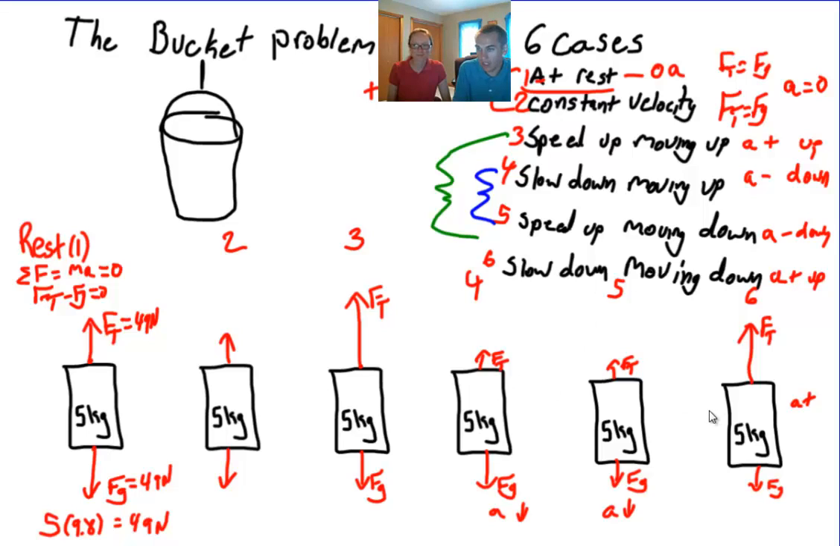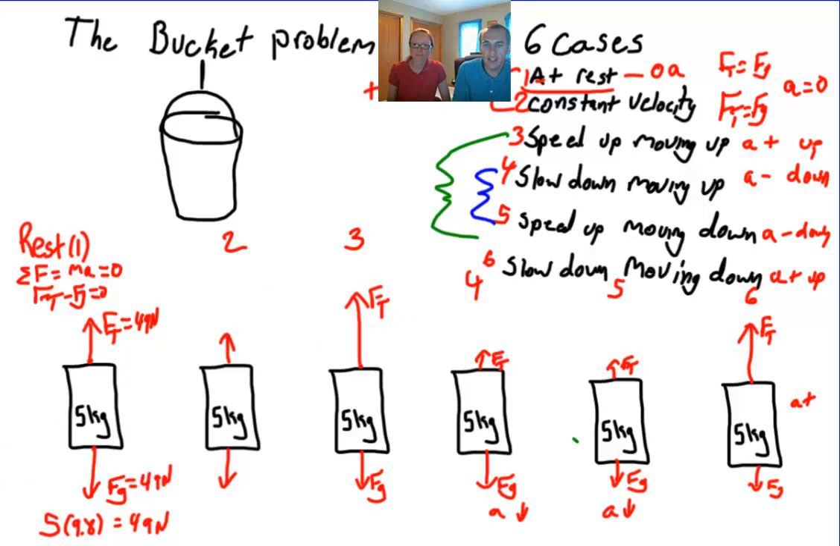If you want to do free body diagrams, do it that way. No matter what, it'll be okay. Now let's actually do one of these with numbers. Probably not the first two cases. The first two cases, it's 49 newtons. So let's give it an acceleration, all right?